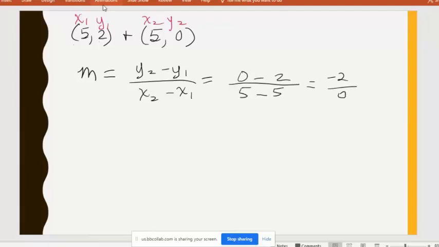Can we mathematically divide by 0? I'll try it right now. Negative 2 divided by 0. Error message, right? Dividing by 0 is undefined mathematically. So the slope of a vertical line, because that's what this is, is undefined, because we'd have division by 0. And that's all you're going to write.